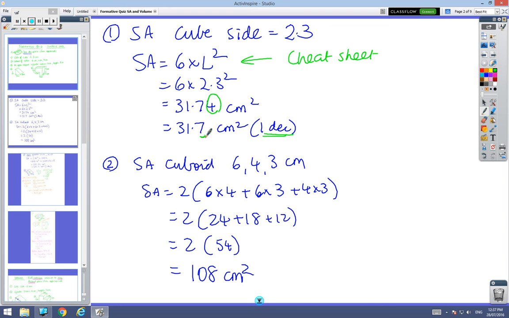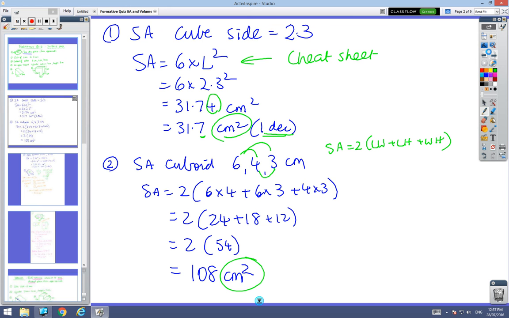The cuboid, the formula, I should have written the formula down, so surface area equals 2(LW + LH + WH), so that's the formula, and then I've just put the numbers in. So basically 6 goes with 4, 6 goes with 3, and 4 goes with 3, and just use your calculator. Don't forget units: centimetres squared, or metres squared, or millimetres squared, something squared.